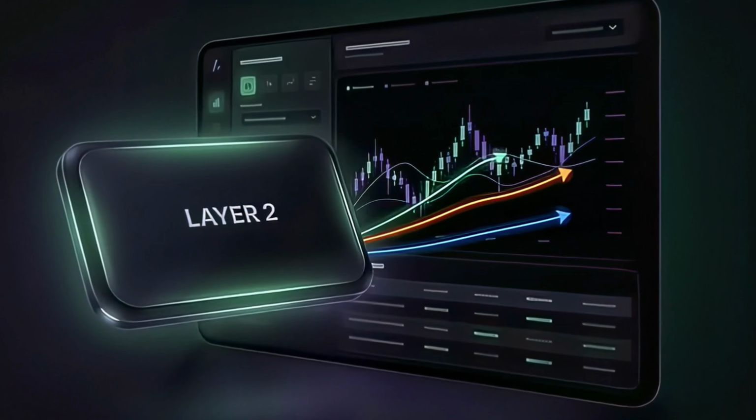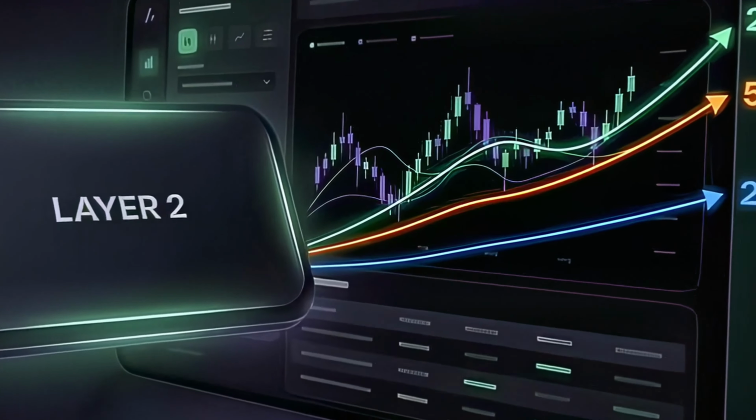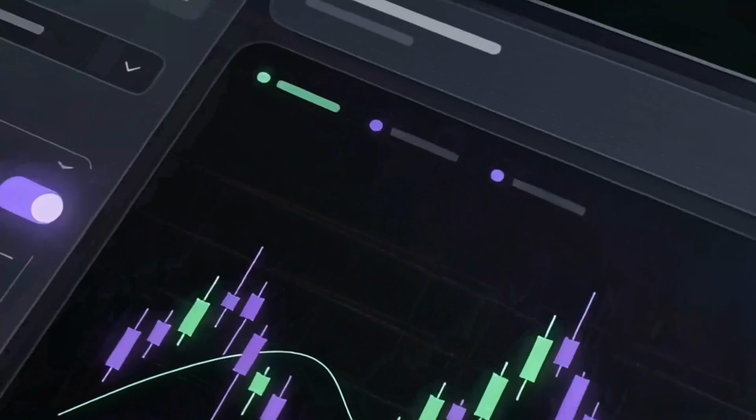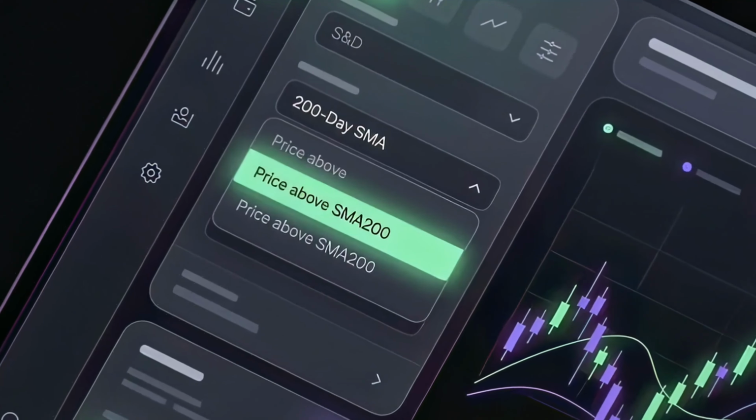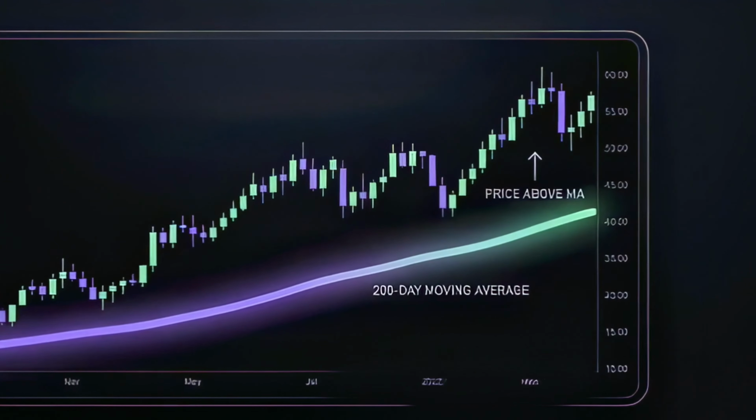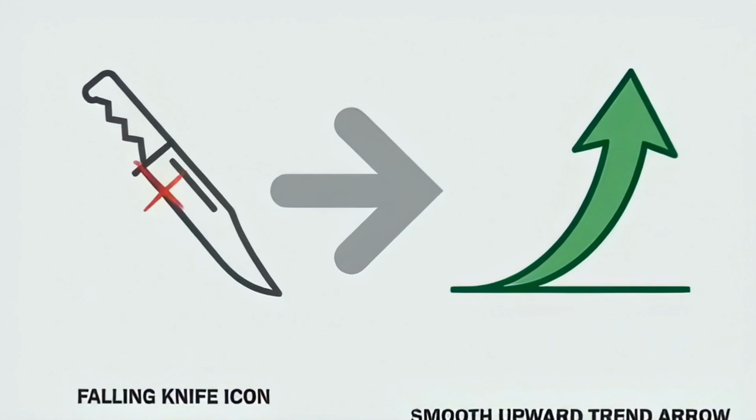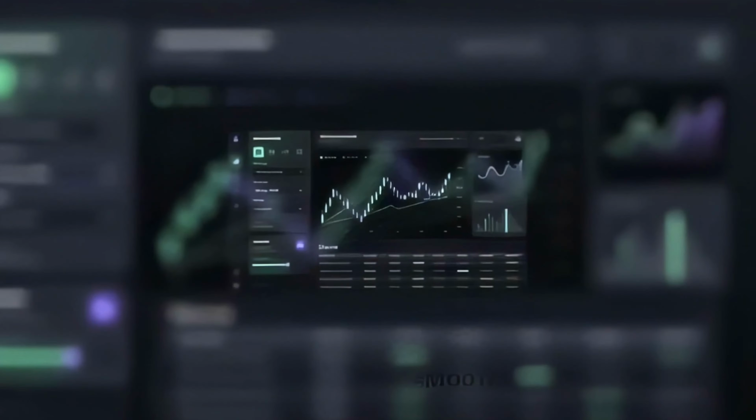Layer 2. Finding a real trend. This is where the screener earns its keep, and it's just 3 moving average filters stacked on top of each other. Find the 200-day simple moving average filter and set it to price above the 200-day simple moving average. That's your long-term filter. If price is above its 200-day average, the stock is in a long-term uptrend. Full stop. You're now only looking at names where the big picture is working in your favor, instead of trying to catch a knife on the way down.